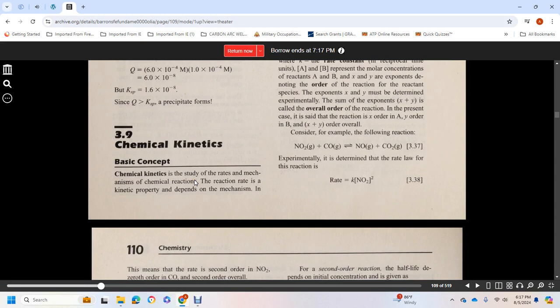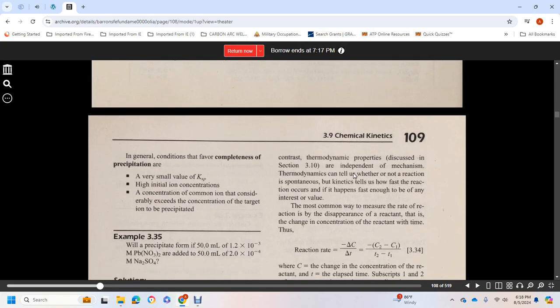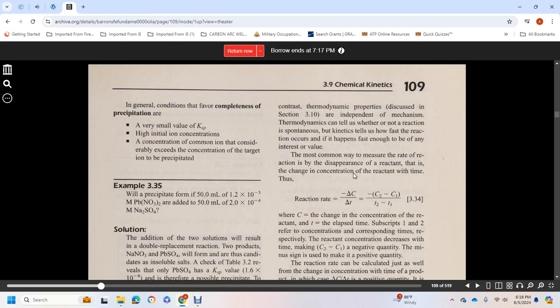Continuing chapter 3.9, Chemical Kinetics. Basic concept: chemical kinetics is the study of the rates and mechanisms of chemical reactions. Reaction rate is a kinetic property that depends on the mechanism, in contrast to thermodynamic properties, discussed in section 3.10, which are independent of mechanism. Thermodynamics can tell whether or not a reaction is spontaneous, but kinetics tells us how fast the reaction occurs and whether it happens fast enough to be of interest.